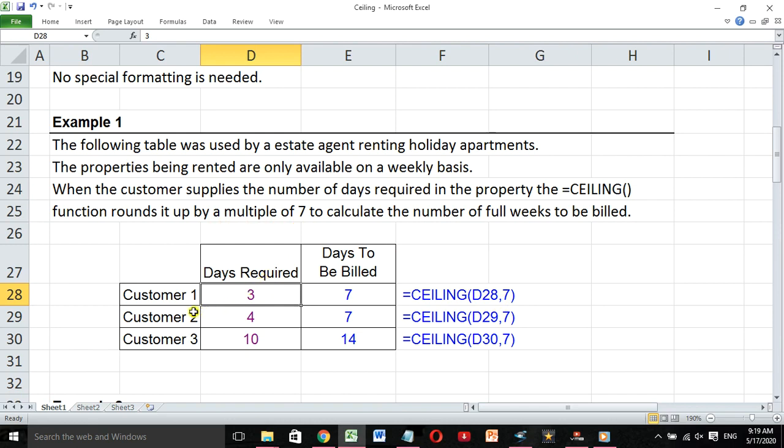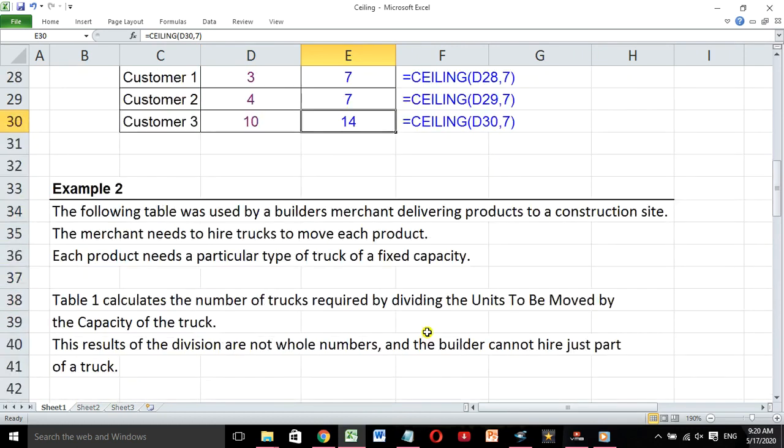And customer 2, days required 4, is equal to CEILING D29, 7. The answer is 7. Customer 3, days required 10, and the formula is equal to CEILING D30, 7. And this is the answer. Write down this formula in your copy. Now I will talk about example 2.